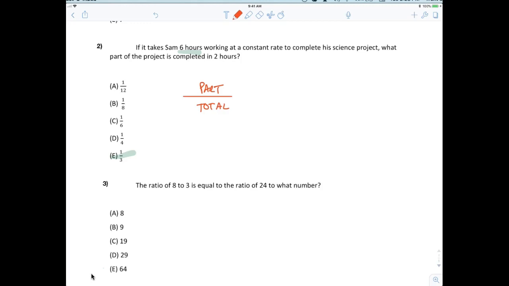All right, so what part did he do? What part did he do? 2. What's total? There you go. Exactly. 1/3. Does that help you now, Thomas? Leighton, you're good? Anybody have any questions on that? I don't think that was that bad.